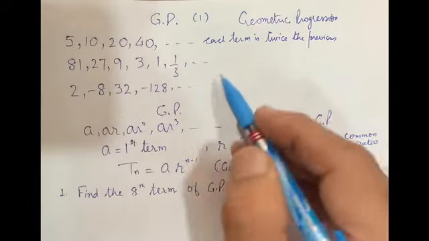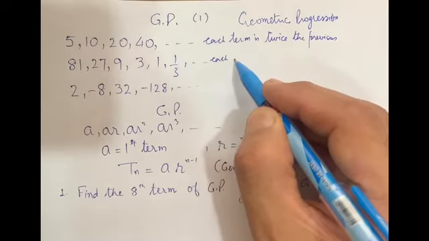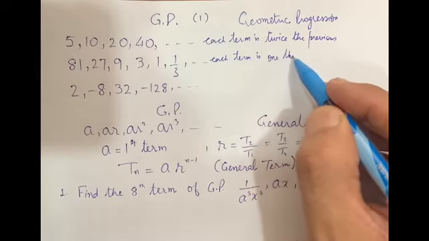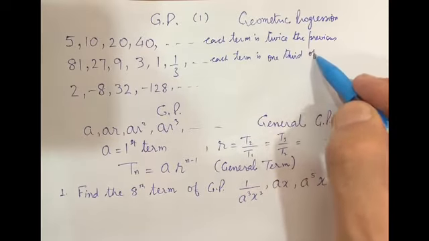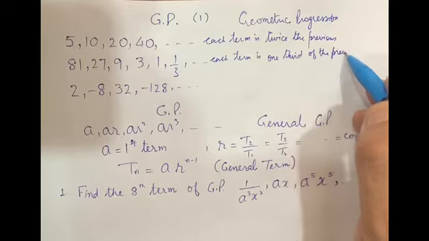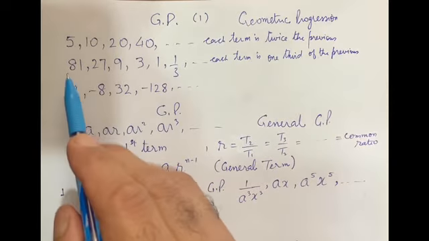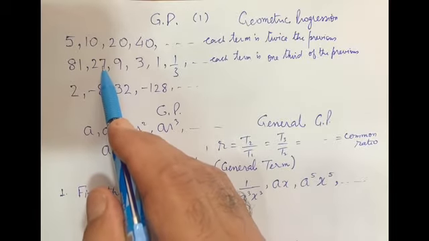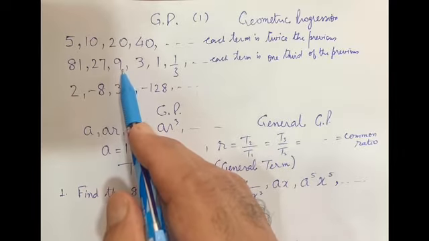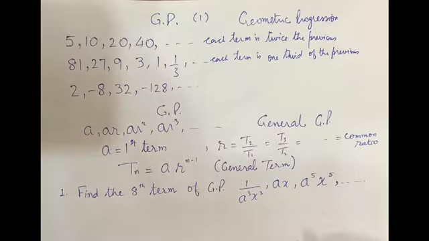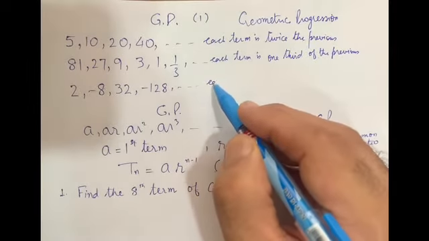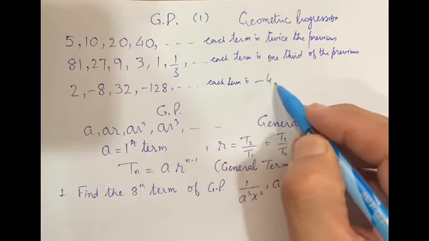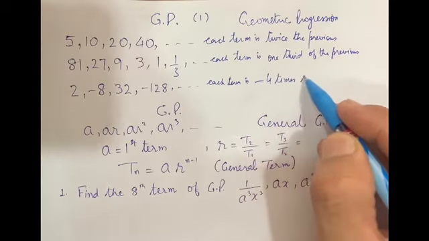In the next one, we observe that each term is 1/3 of the previous one. So if previous is 81, 1/3 of that is 27, and 1/3 of 27 is 9, 1/3 of 9 is 3, and so on. And here each term is minus 4 times the previous term.